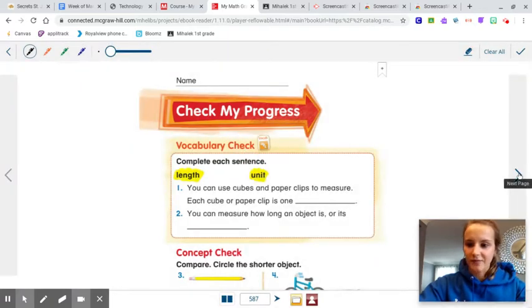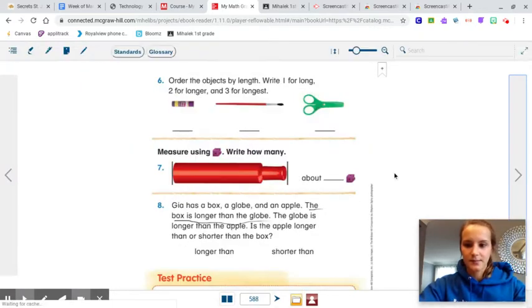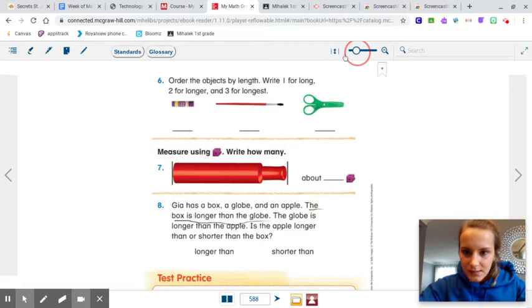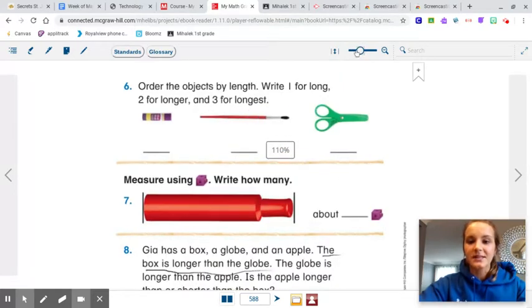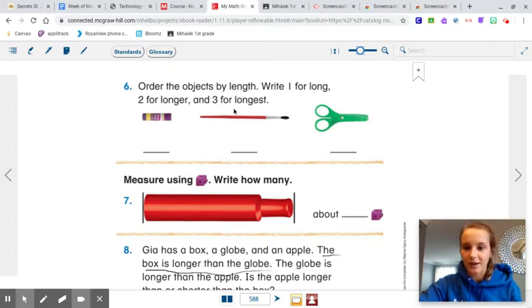So let's go ahead and go to 588. And we're going to look at, is it number 6? All right, number 6. Order the objects by length. This time, write 1 for long, 2 for longer, and 3 for the longest. So again, I like to start with number 3. Which one is the longest? Go ahead and mark that on your own. And then backwards, 2 for longer. So which one would be right in the middle? And then 1 for long.